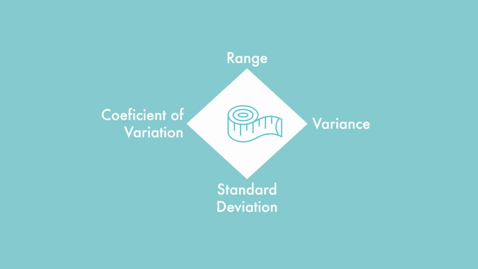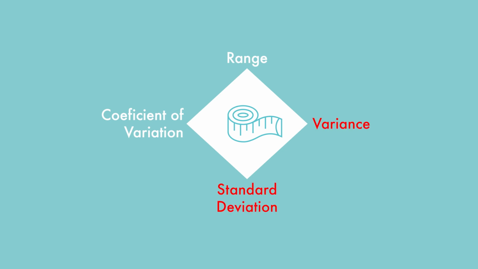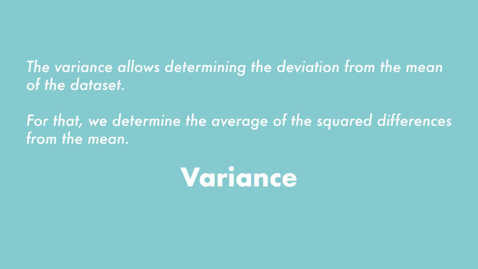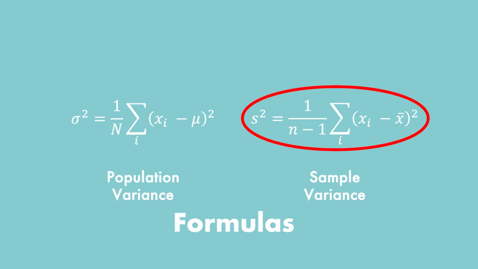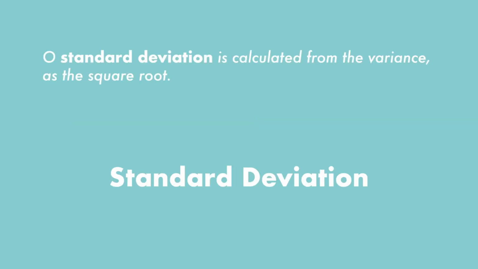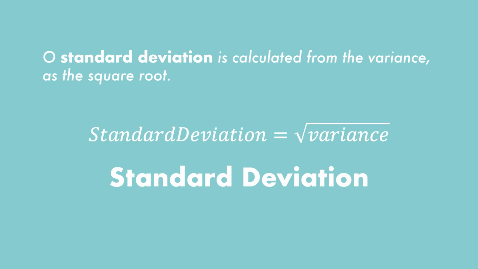In addition to the range, there are two very popular dispersion measures: variance and standard deviation. These measures allow you to calculate how much data from a set of values can vary. The variance allows you to determine the deviation from the mean. To do this, the average value of the squared differences from the mean is determined. The formulas used to calculate variance depend on whether you are analyzing a population or a sample. The standard deviation is calculated from the variance, as it is the square root of this parameter.